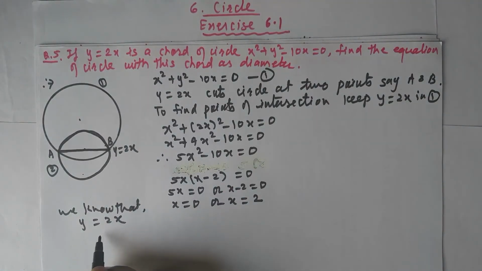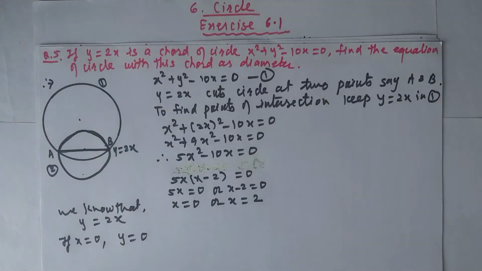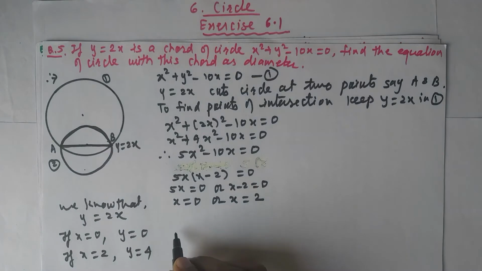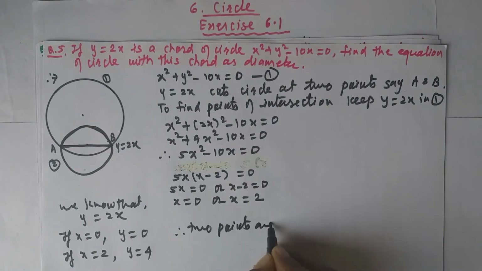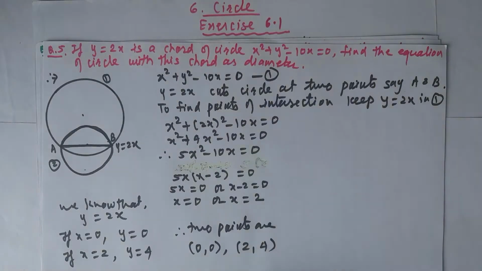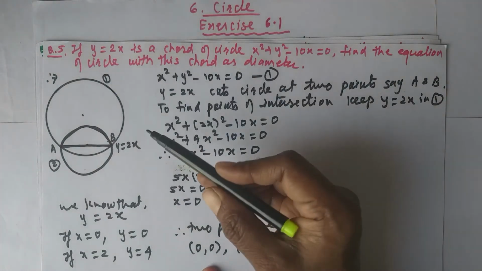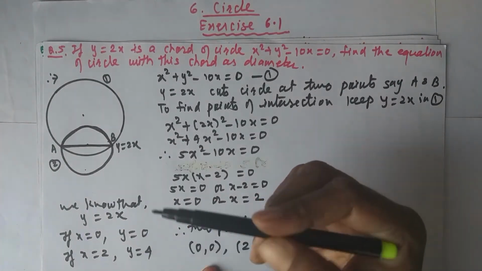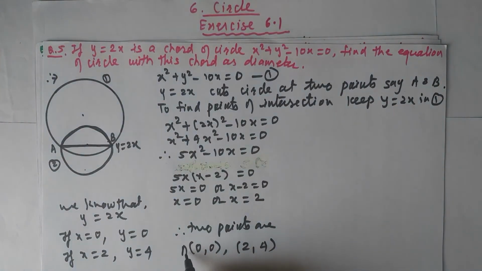If I keep the value x is equal to 0, then I get y is equal to 0. And if I keep x is equal to 2, then I will get y is equal to 4. In this way, we have got 2 points. Therefore, the 2 points are the first point (0, 0) and the second point (2, 4). And these 2 points are the points of intersection of the circle and chord, means these are nothing but the coordinates of points A and B.